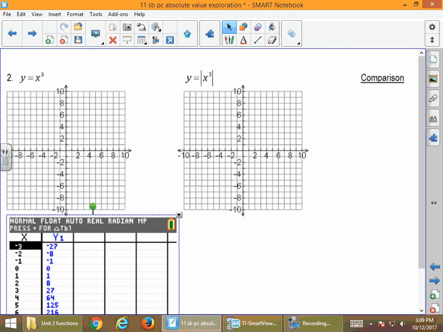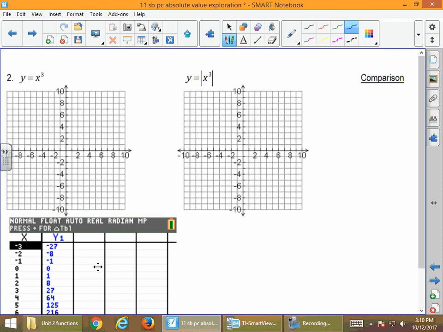So when we come over here and we draw the picture of this graph, I usually start at 0, 0; 1, 1; 2, 8; negative 1, negative 1; and negative 2, negative 8. And there's a rough picture. Well, what happens now if we take the absolute value of that entire function?